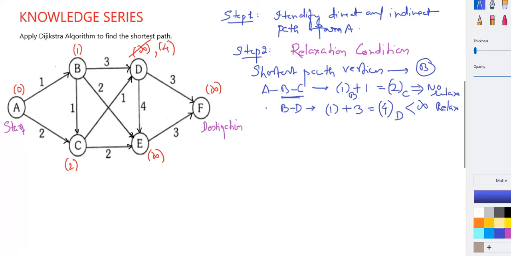Next we go with ABE. So that we write it here as E. So here what is the weight? 1 plus link cost is 2. So that is 3. So 3 at E, and this is less than the previous weight, which was infinite. So this shows that there is a relaxed condition.